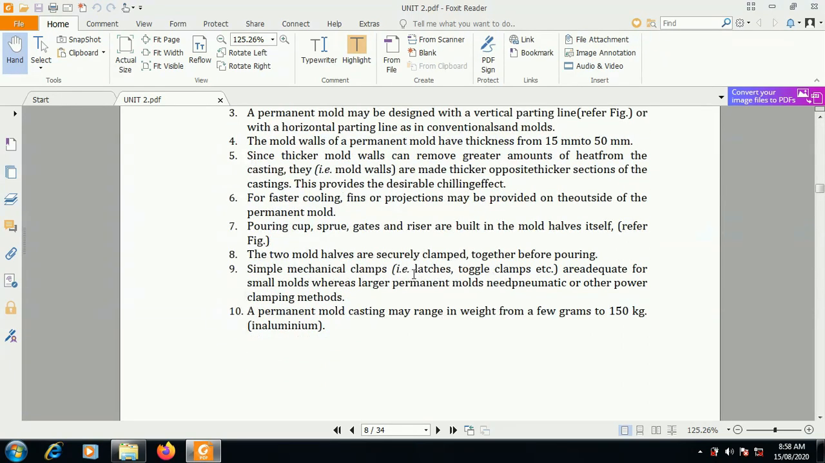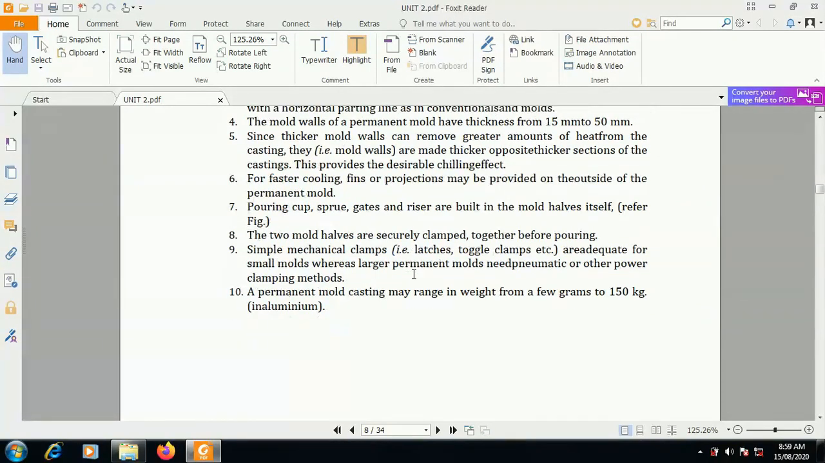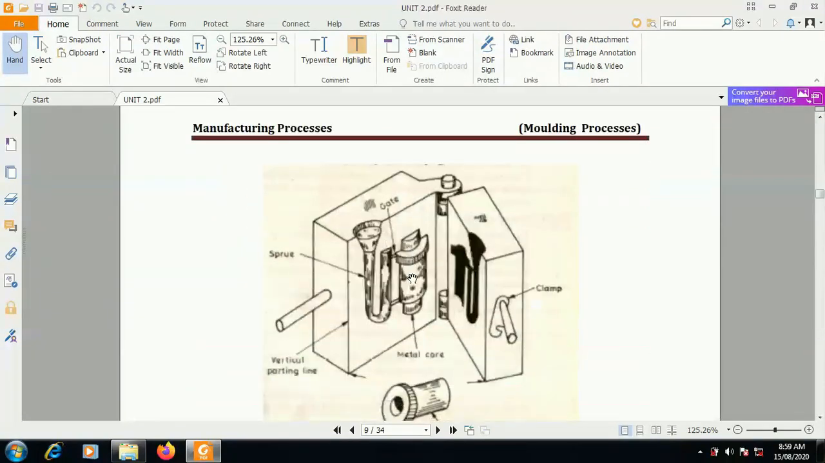That's why this process is called a permanent mold casting. Here we use simple mechanical clamps if the mold cavity is of smaller size. If the mold is larger, then we can use pneumatic clamps or hydraulic clamps for clamping of the two half mold cavities. Here you can manufacture castings ranging in weight from a few grams to 150 kg in aluminium. This is about the molds.